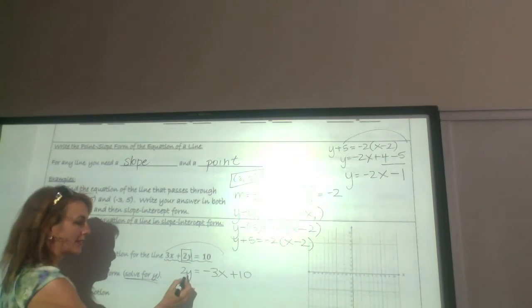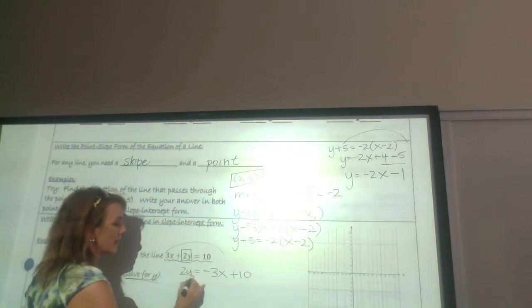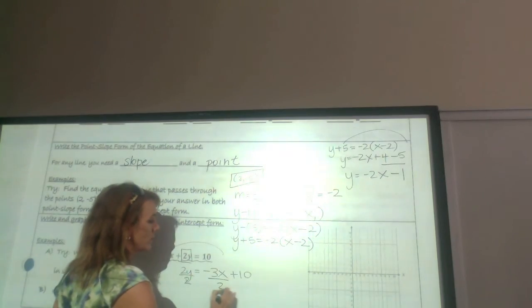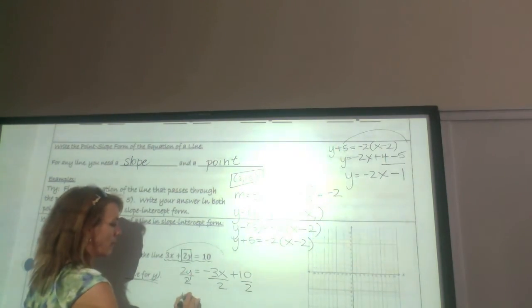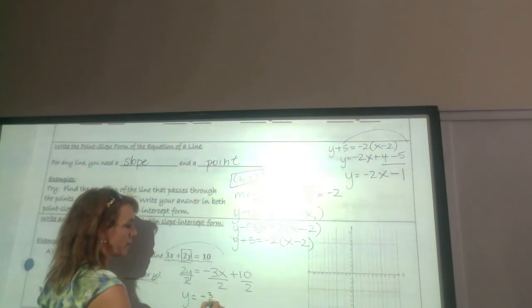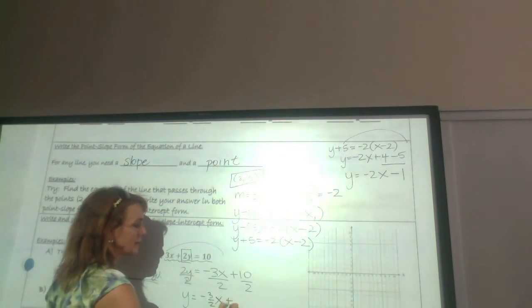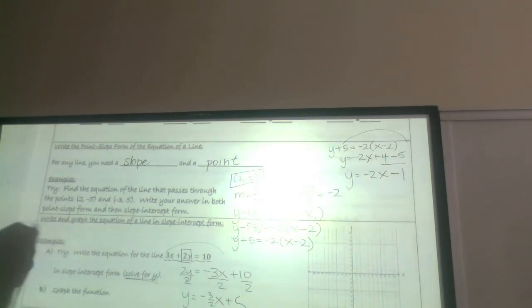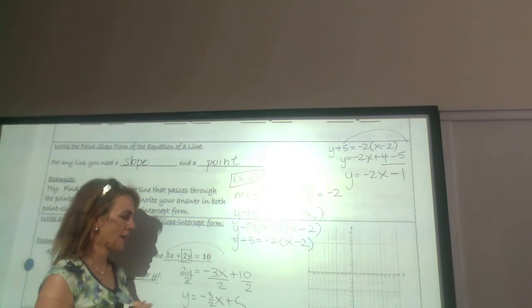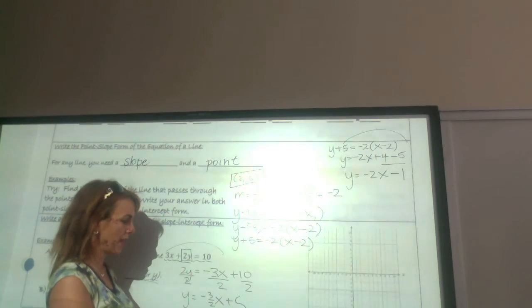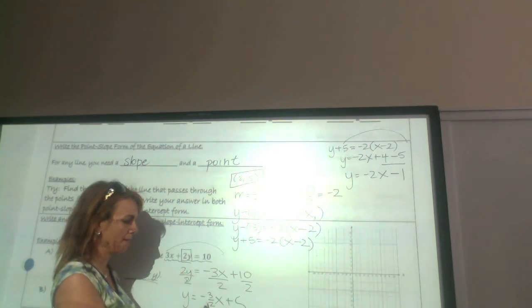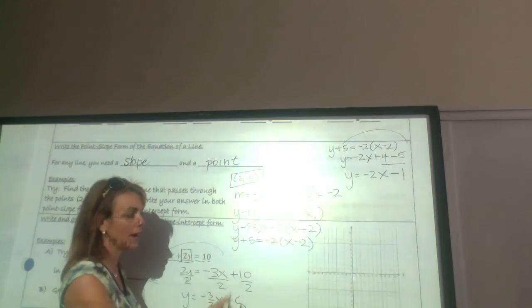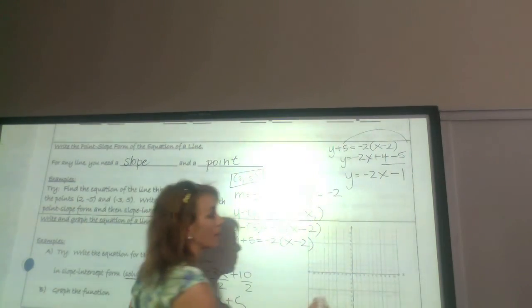And now I need to isolate my y, so I will divide everything through by 2. And I would have y is equal to -3/2 x plus 10 over 2, which is also known as 5. Okay. So I have solved for y. Now I want to graph this function. This is saying I want to graph the function that has a slope of -3/2 and has a y-intercept of 5. So I'm going to start with that y-intercept and plot it.